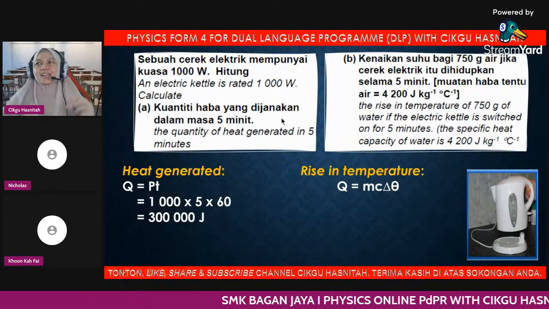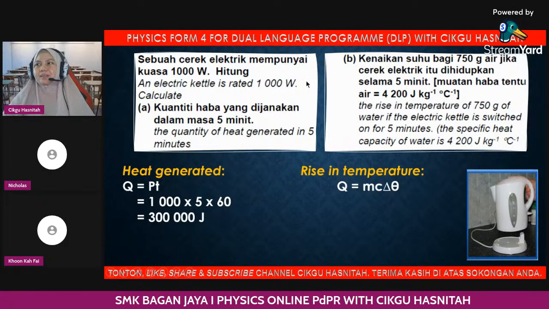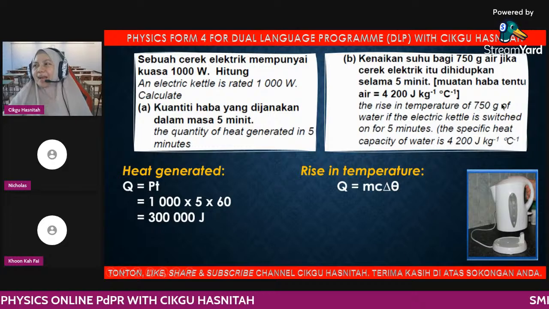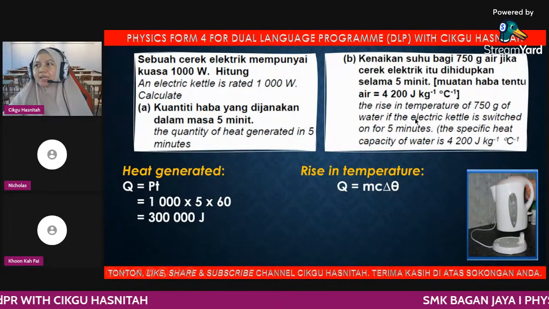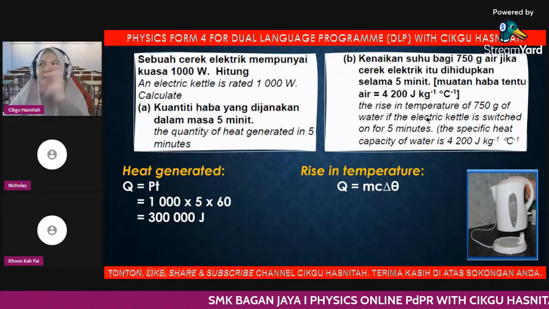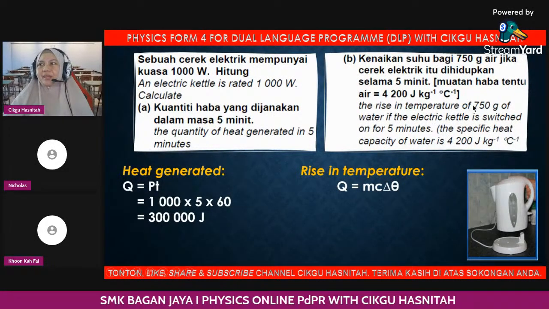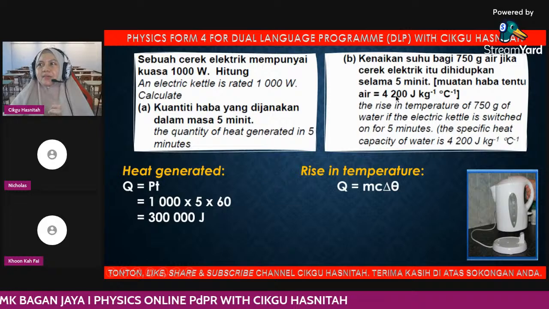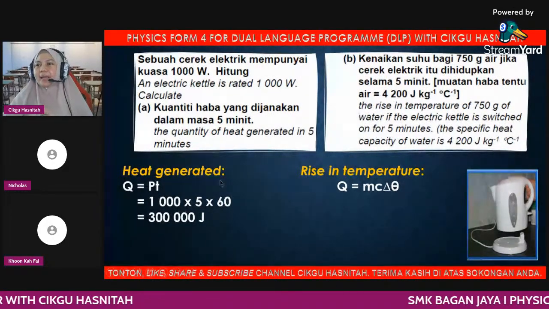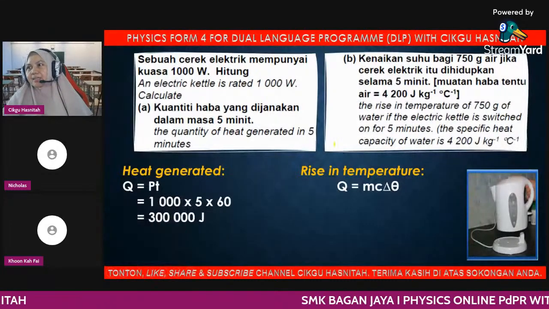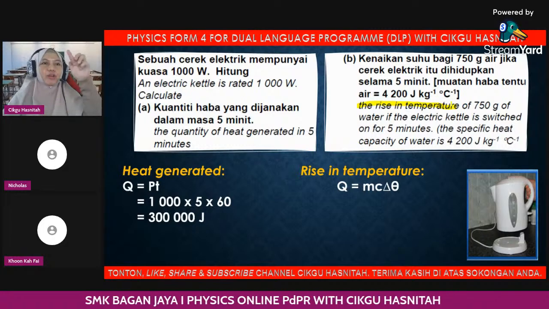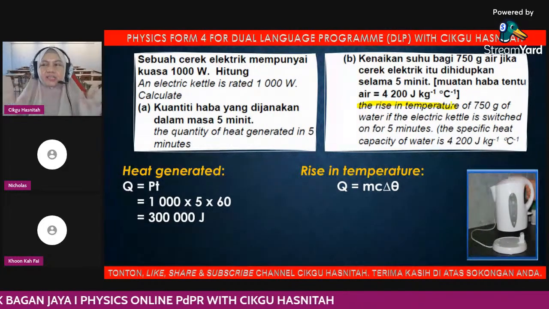Okay, thank you. Then we go to question B. In question B, they ask for the rise in temperature for 750 gram of water if the electric kettle is switched on for 5 minutes. They give you the mass of water, 750 gram, and also the specific heat capacity. So you have to calculate the rise in temperature. Now in this question we are looking for delta theta, the change in temperature.